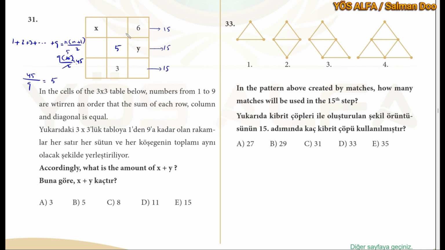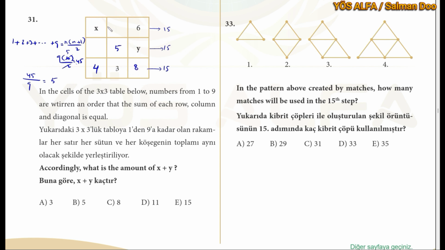Since the summation of rows, columns, and diagonals are the same, and each row has 15, each column should also have 15. We already have 6 and 5 over here, which is 11, so this square must be 4. If this is 4, that is 3. We already have 7. To have 15, we should have 8. And we have 8 and 5 in this diagonal, which is 13, so x must be 2.